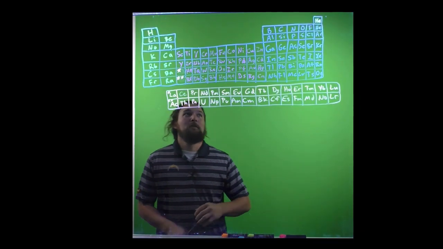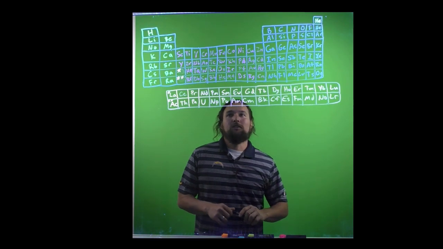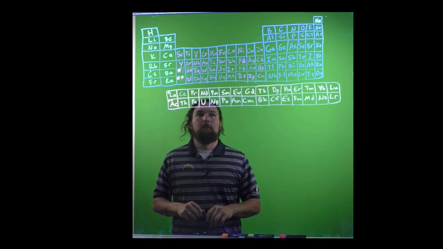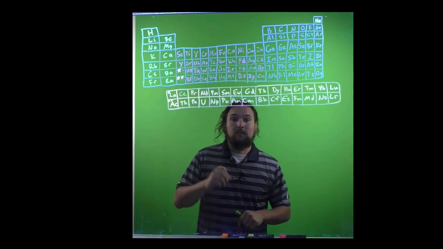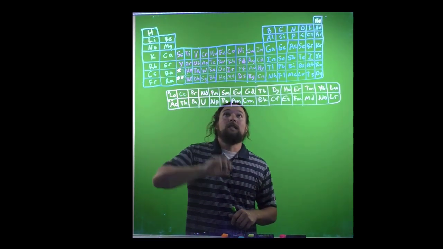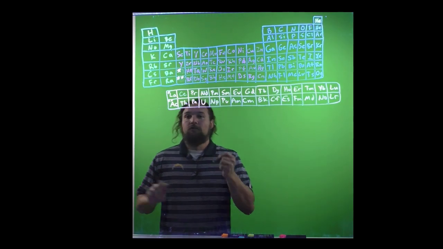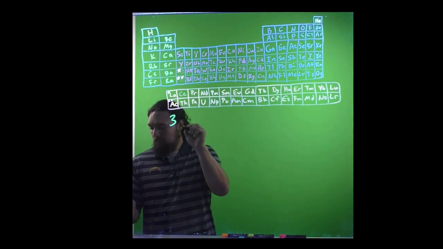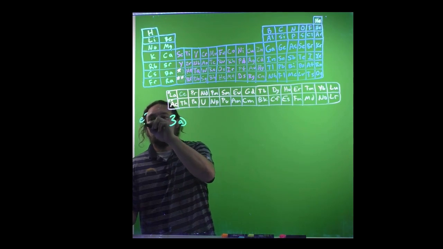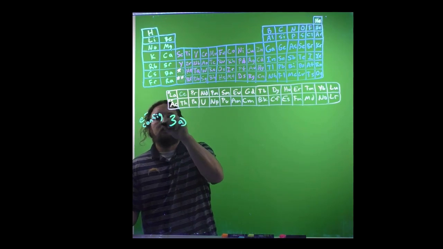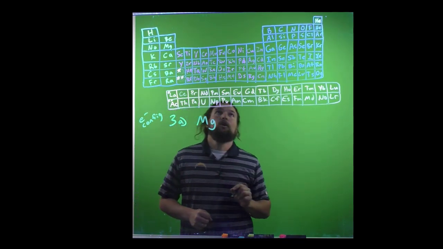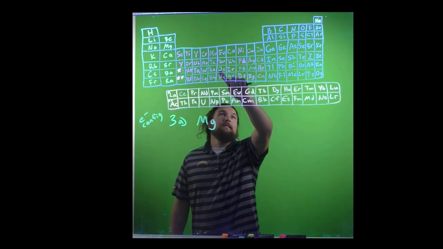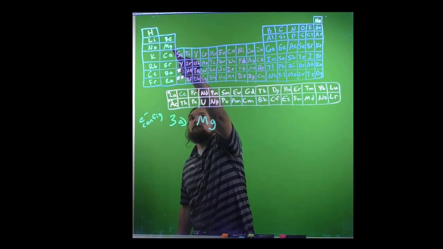Okay, moving on to number 3, you can see this makeshift periodic table showed up for electron configurations on number 3, as well as orbital diagrams for number 4. We need to use the periodic table. So for number 3, A asks us to find the electron configuration of magnesium. So what we do is we find magnesium. Magnesium is located right here.